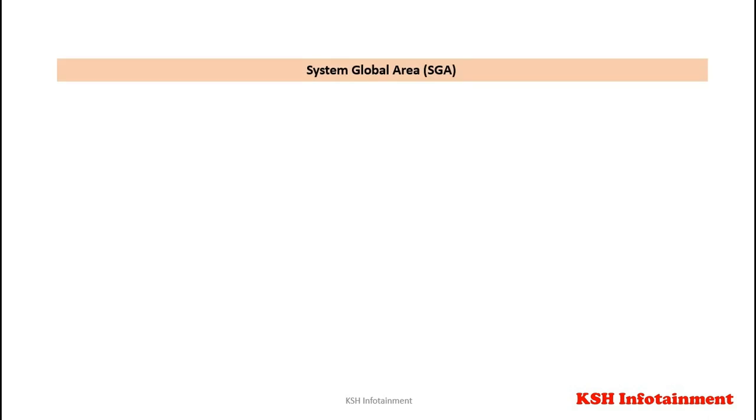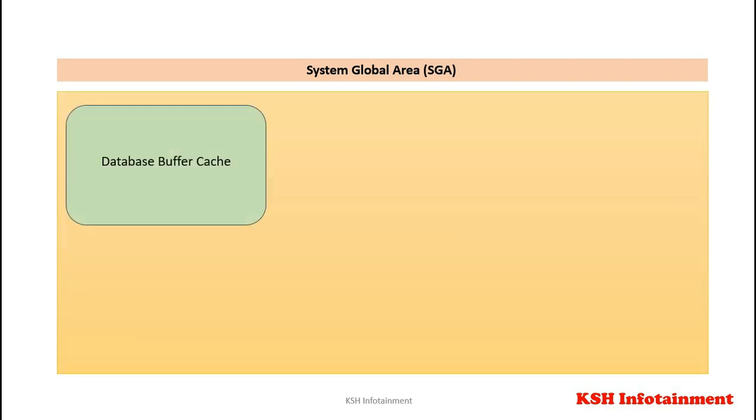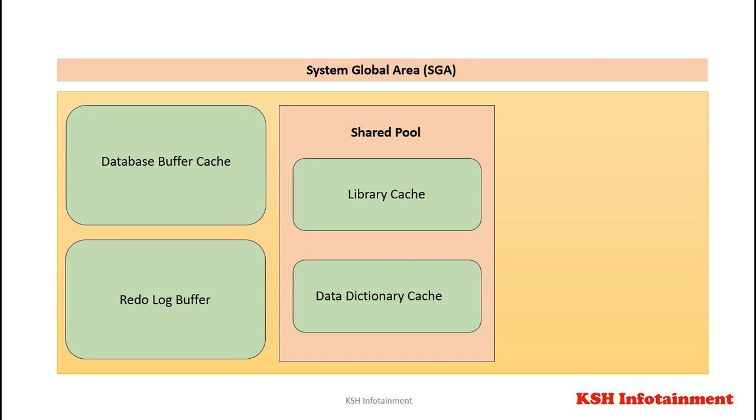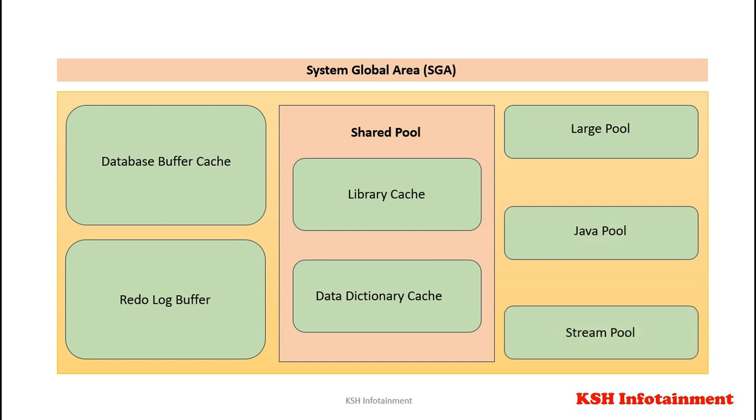Now come to SGA, which is known as System Global Area. In this, we have database buffer cache, redo log buffer, shared pool. In shared pool, we have library cache, data dictionary cache. Apart from this, we have large pool, Java pool, and streams pool. So these are the high level memory blocks present in System Global Area.